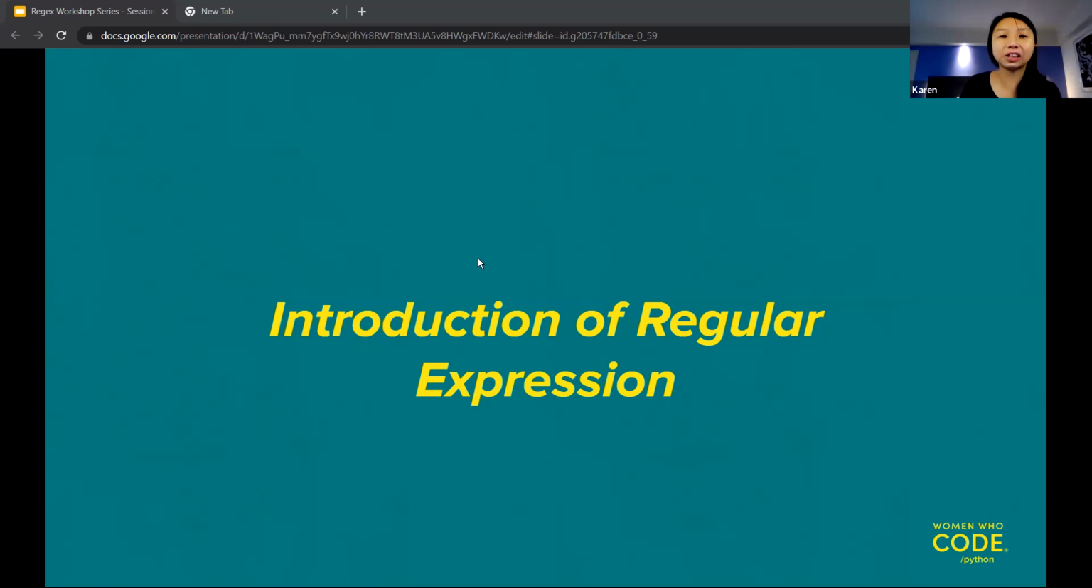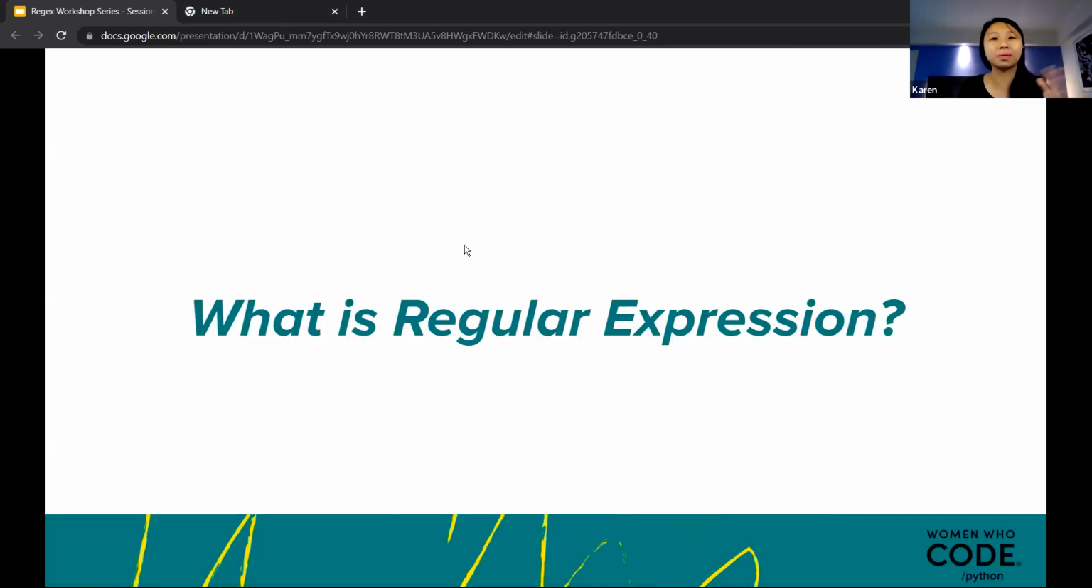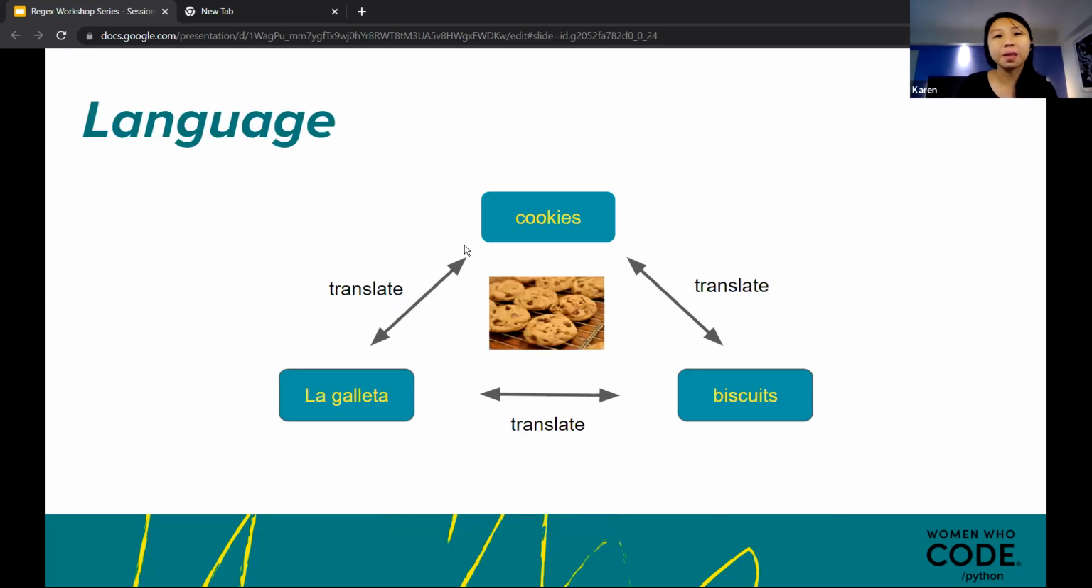Before I start talking about regular expression, I want to use this time to demystify something very simple yet overlooked. Let me start with human language. When we see a picture of a cookie, we understand this is a cookie as an English speaker. If you're a Spanish speaker, you might say "la galleta", and if you speak French, you'd say "biscuit".